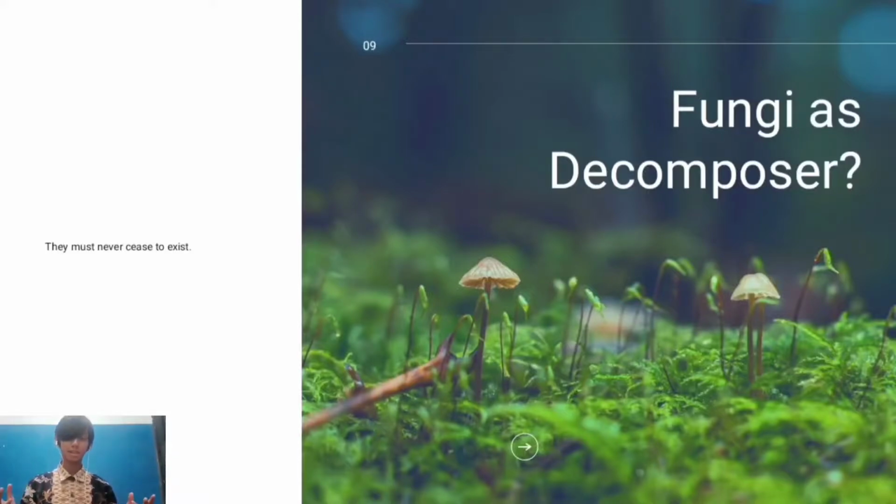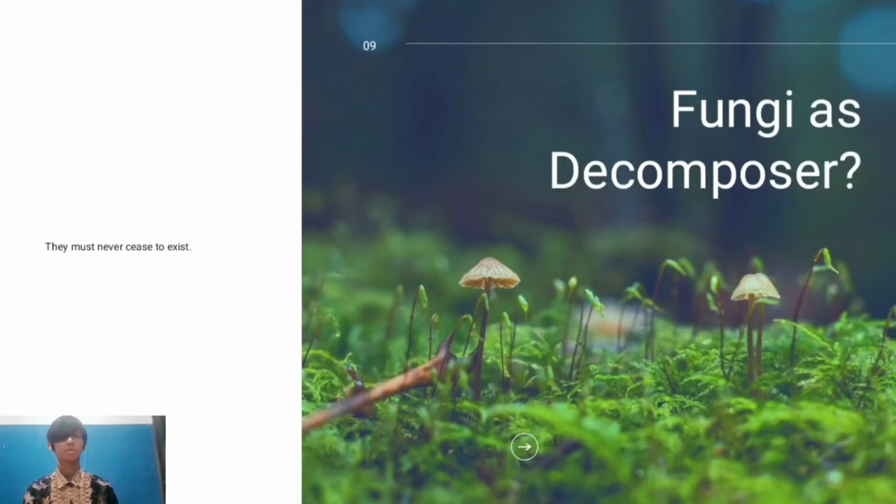Fungi and bacteria are firmly held responsible for keeping ecosystems stocked with inorganic nutrients. These nutrients are essential for plant growth. If these decomposers were to disappear, then plants and the animals that eat them could cease to exist. The elements taken from the soil, such as carbon, nitrogen, and others, will then be returned.